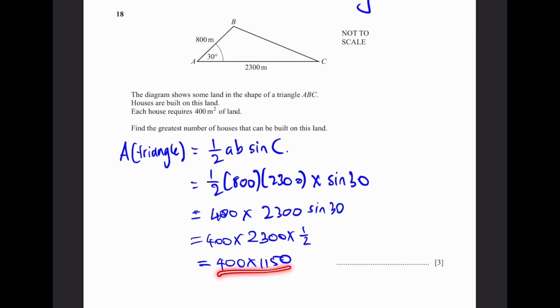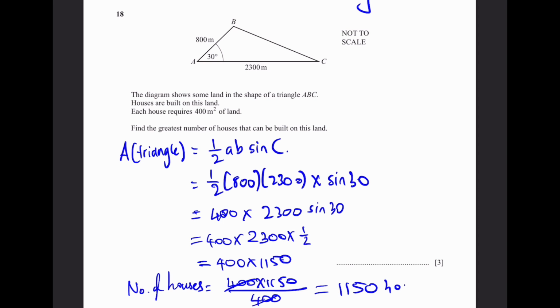Well, we do not really need to finish this because each house requires 400 meters squared of land. So the area will be 400 into 1150. So the number of houses will be 400 into 1150 by 400 meters squared, because that's the area for one house. We can cancel the 400s to get 1150 houses. That's the answer.